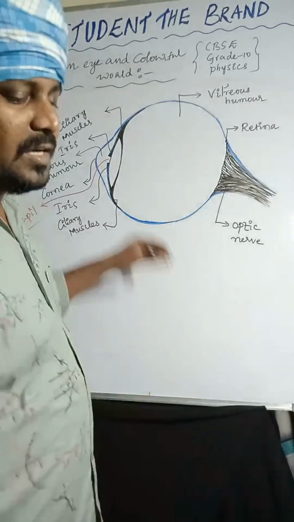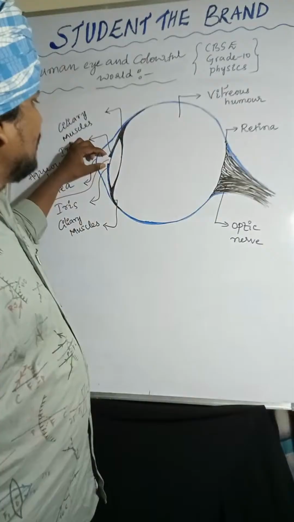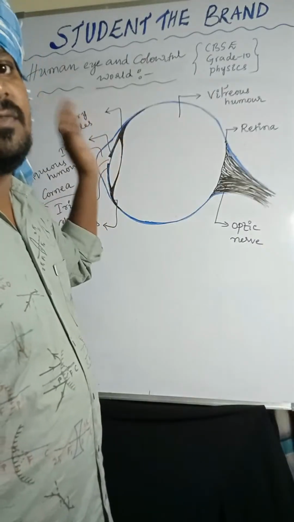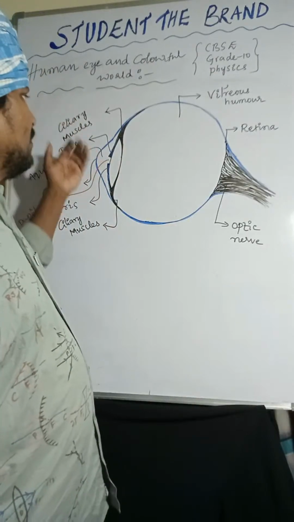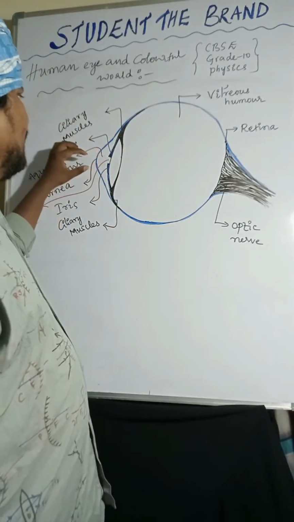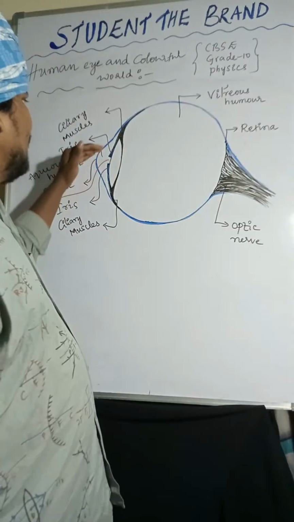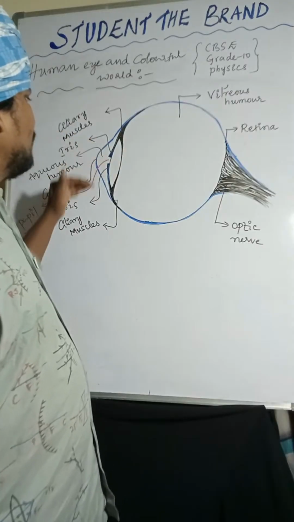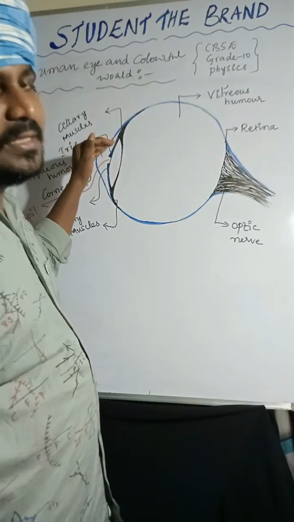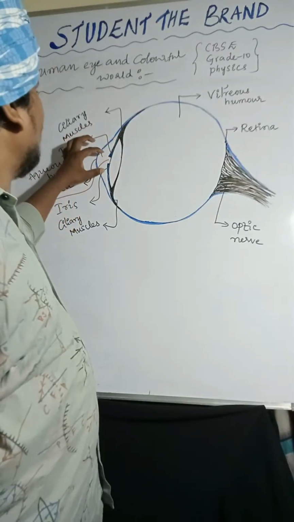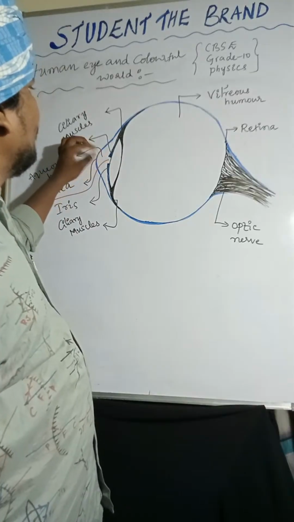The gap is called the pupil. The pupil will control and regulate the amount of light entering into the eye. So the iris is a dark muscular diaphragm which controls the size of the pupil.